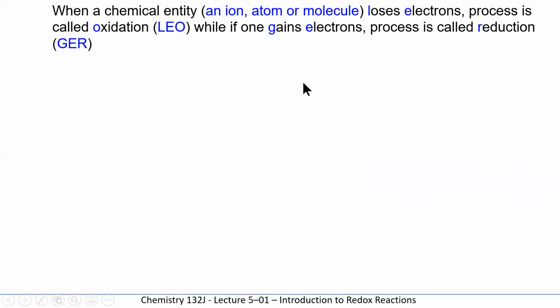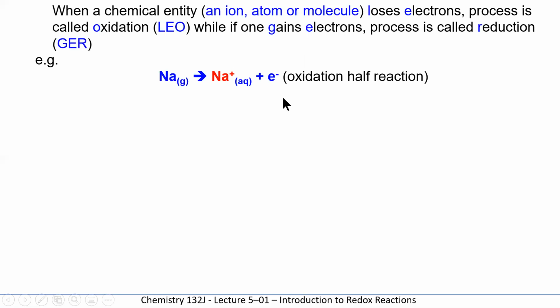Now, again, to mention, you can have any chemical entity, an ion, an atom, or a molecule lose electrons. And anything that loses electrons is said to be oxidized. And if it gains electrons, it's said to be reduced. So one can't happen without the other. Here's an example of a half reaction where a sodium atom is changing into a sodium ion and an electron.